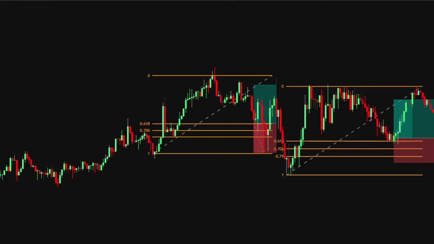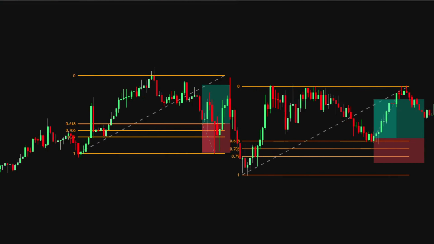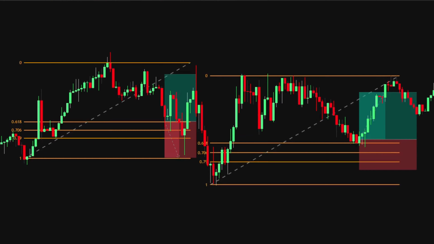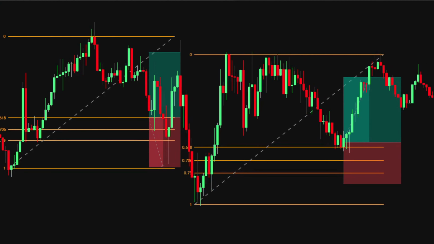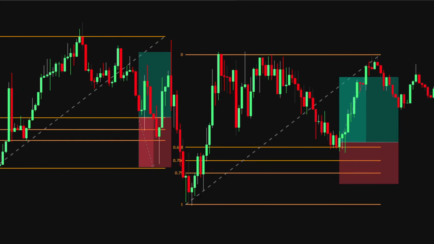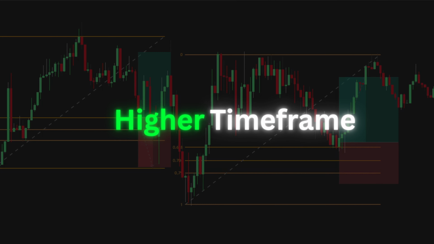To solve this problem, we need to add context to the Fibonacci setup. So instead of blindly trading every golden zone, we add a simple framework that tells us when that zone actually matters. The first thing we always check is the higher time frame trend.